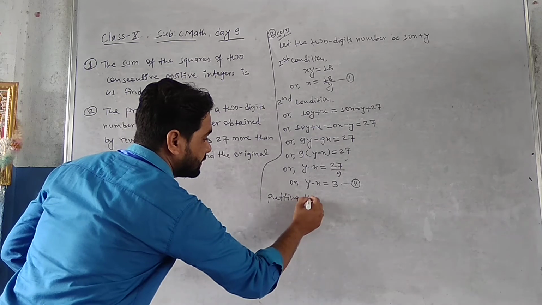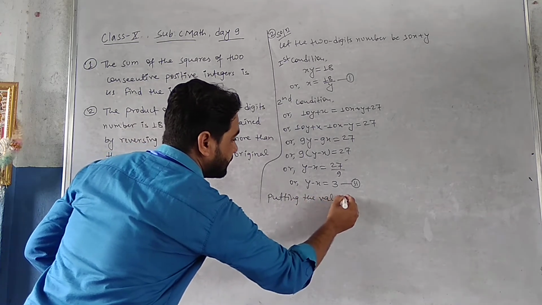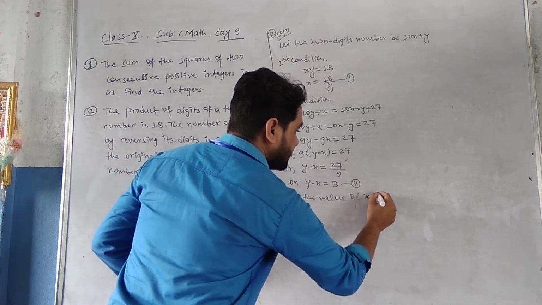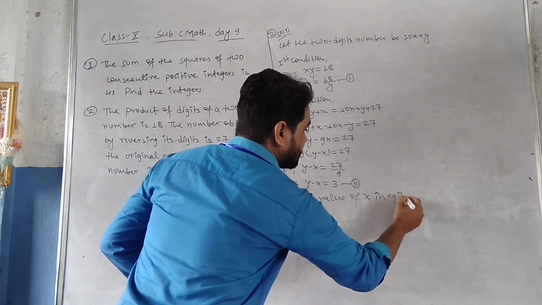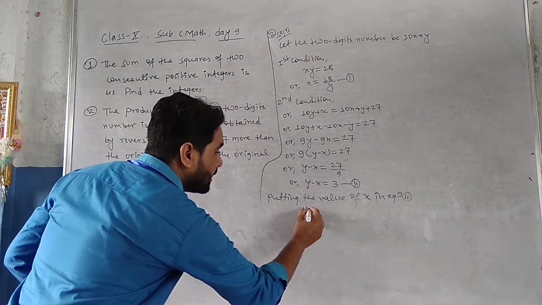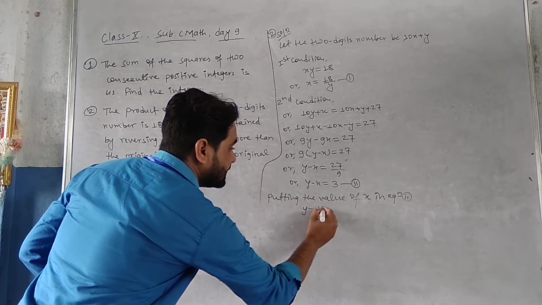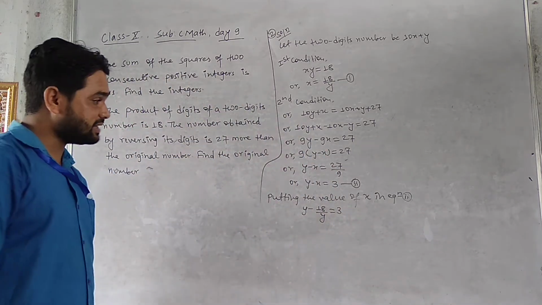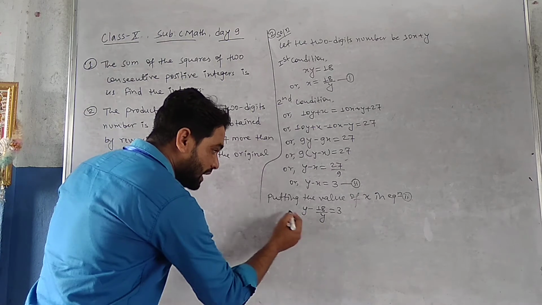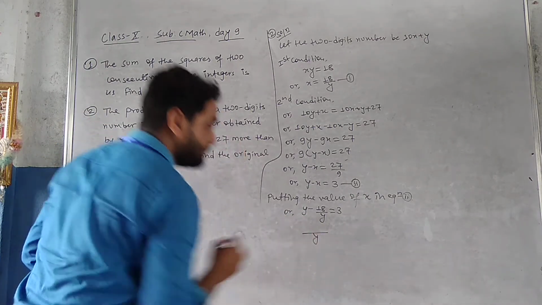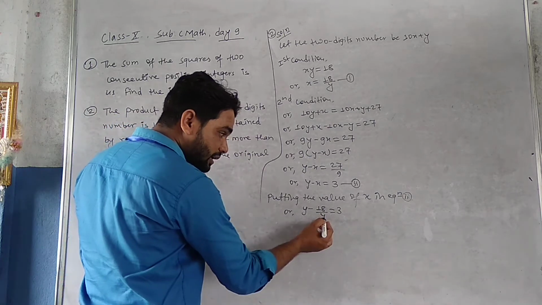This is the equation, suppose this as equation second. We are going to put the value of x from equation first into the second. So let's put the value of x in equation second. If you put it in equation second, then y minus 18 upon y equals 3.